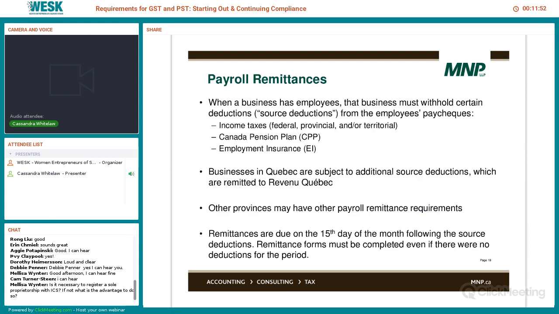And then with that payroll account, you'll make withholdings from your employees' paychecks that get remitted to the CRA under your RP account. So the most common types of source deductions we see are income taxes, Canada Pension Plan, and EI. Certain other provinces do have additional source deductions and withholding requirements. So if you're operating in a different province, make sure you're aware of those. Your payroll remittances will be due on the 15th day of the month following the source deductions, so the period in which your payment was made to your employees, or when you deduct your source deductions from your employees. Even if you don't have any payroll activity, you do still need to file your return.